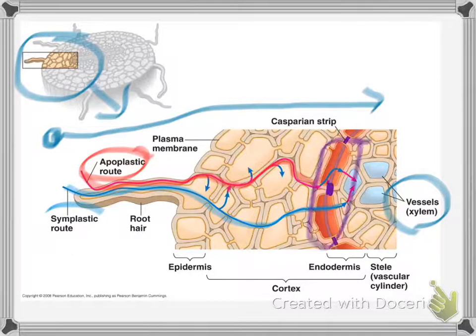But importantly, there's this little area called the Casparian strip. What the Casparian strip is showing us is that no matter what route the water takes, it will have to pass through a membrane at some point. This is so the plant can control what goes in and out of the main transpiration stream. So when the water goes by that apoplastic route, it will hit the Casparian strip, and then it gets transported into a cell across a membrane before it enters the xylem vessels.